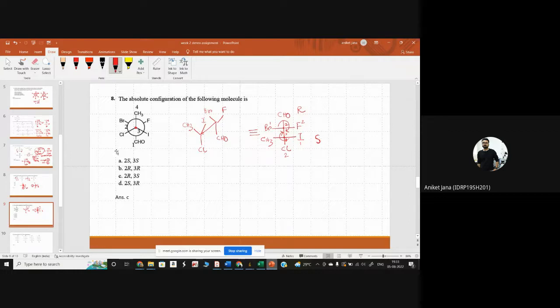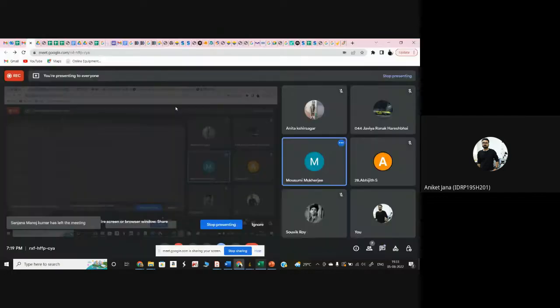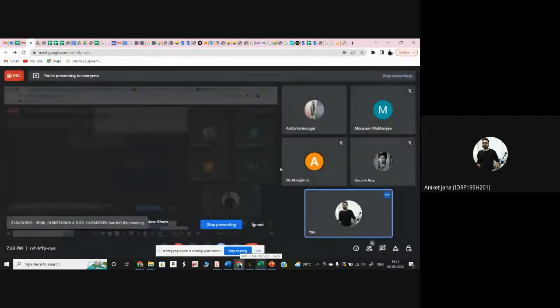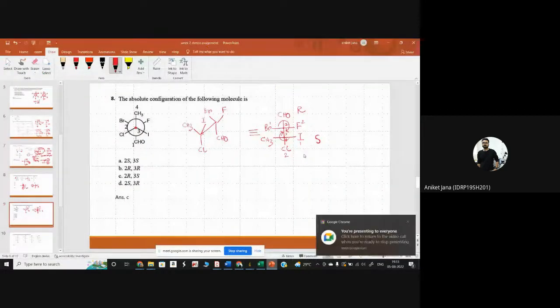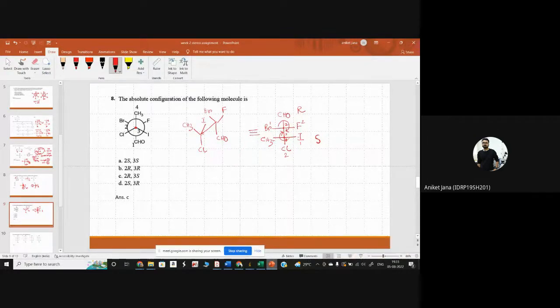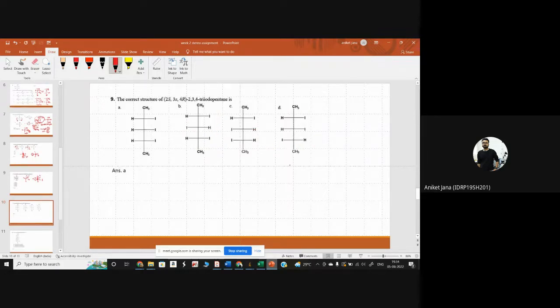Whatever I have discussed is a very good rule. When the lowest priority group is in the vertical plane, it will keep the same notation it is getting, and when it is in the horizontal plane, we have to change the notation. If it is clockwise, then it is S. If it is anti-clockwise, then it is R, in case the lowest priority group is in the horizontal position. Okay, so let's move to the next question. Tell me, what is the right answer?